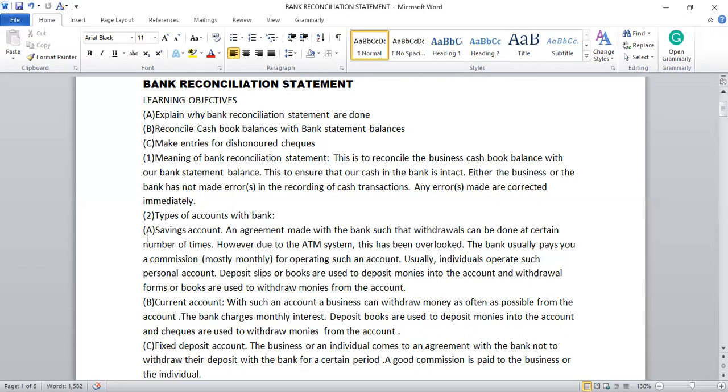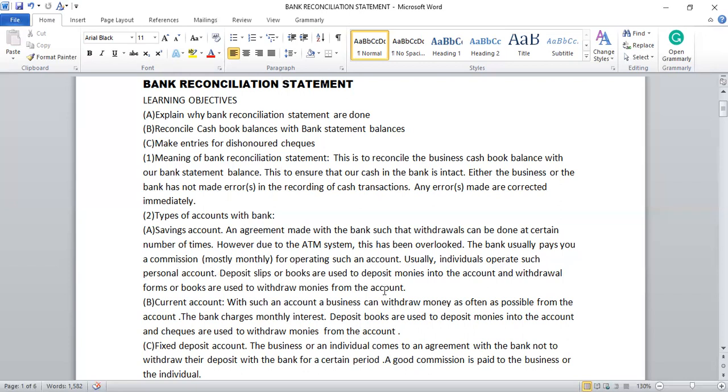So these are the accounts that an individual or an organization can open with a bank. A, savings account. An agreement made with the bank such that withdrawals can be done a certain number of times. However, due to the ATM system, this has been overlooked. The bank usually pays you a commission, mostly monthly, for operating such an account. Usually, individuals operate such personal accounts.